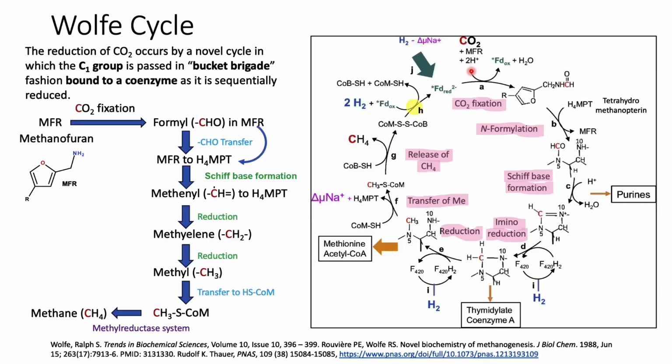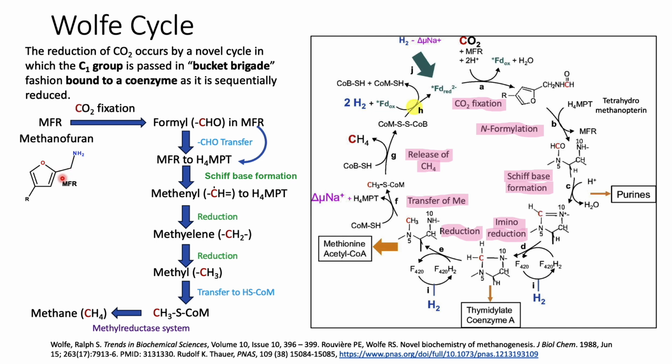Similarly, we will also be looking at a similar type of reaction, where one transformation takes place at a single stage. That is why this entire process is called a bucket brigade. And here the C1 group, that is one carbon, is bound to the coenzyme and it is subsequently reduced. That means it is transferred from one place to another, and during the process it is getting reduced. So we start with carbon dioxide. The first stage is basically CO2 fixation. So the gaseous carbon dioxide is now fixed to the molecule. The methanofuran structure is given here, and this methanofuran gets the carbon dioxide.